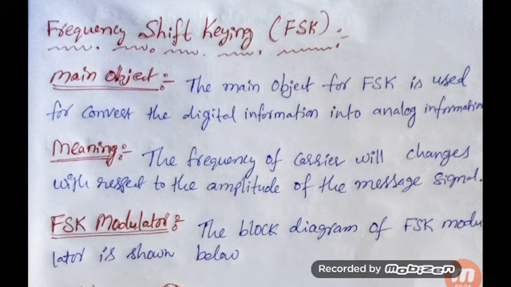Frequency shift keying. The main object of frequency shift keying is to convert the digital information into the form of analog. At the same time, it changes the amplitude over the time intervals with respect to positive and negative signs.